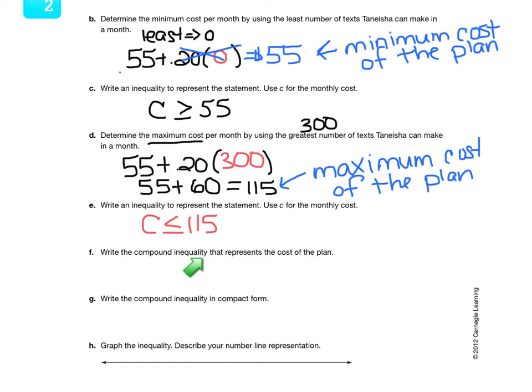Write the compound inequality that represents the cost of the plan. So this is our minimum, and this is our maximum, and we're using the letter C in the middle there. So we're going to go ahead and write it out. We have C is greater than or equal to 55. That was our least amount. And C is less than or equal to 115 because that was the greatest amount.